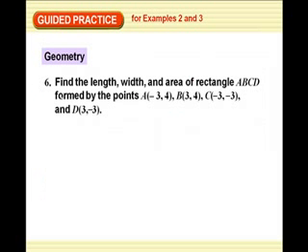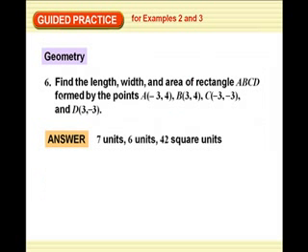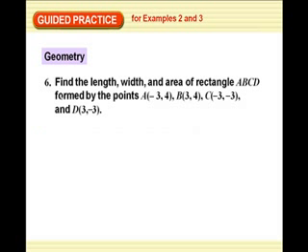Find the length and the width of the area of a rectangle. Shoot, I was hoping it would give us that picture. All right, so A is at -3, 4. B is at 3, 4. C is -3, -3. D is 3, -3. So there's a rectangle there.